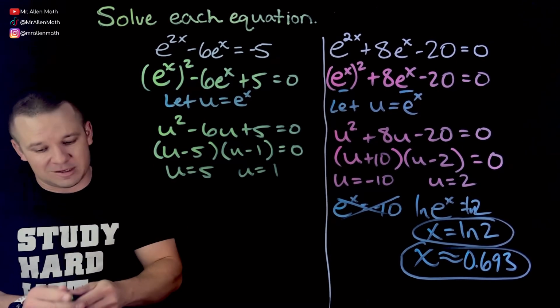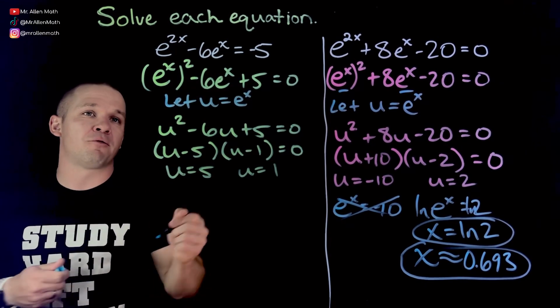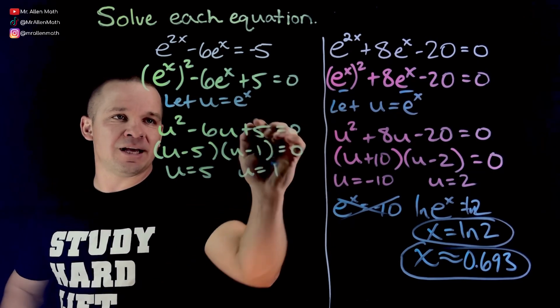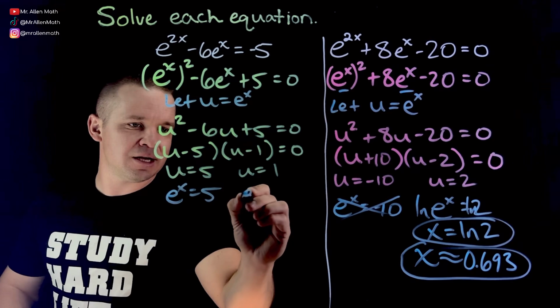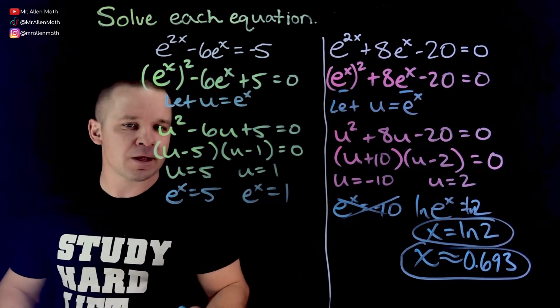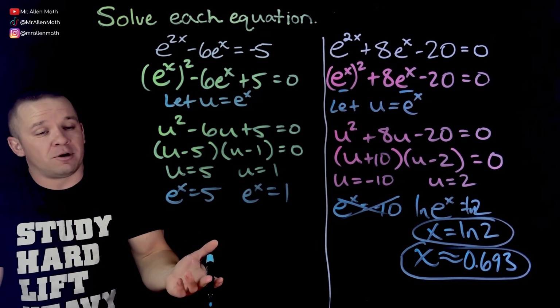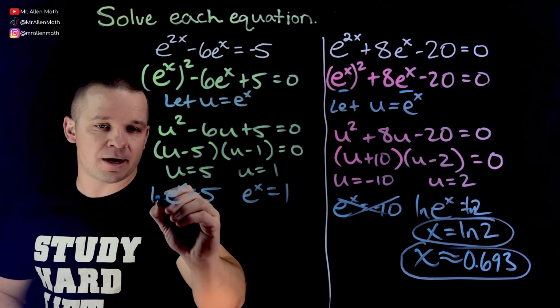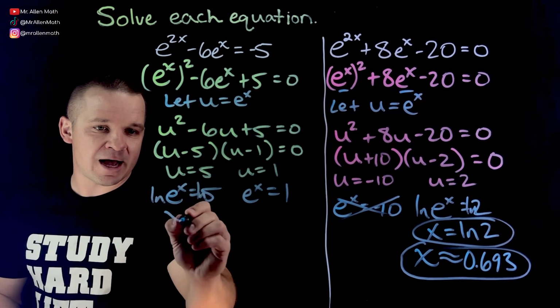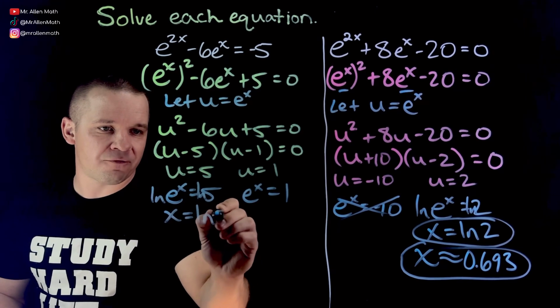But remember, we're not solving for u. We are solving for x. So bring back the e to the x for my u's. e to the x equals 5 and e to the x equals 1. And these actually are both going to work. So if I take the natural log on both sides or rewrite it, however you want to think about it, I'm going to have x equals natural log of 5.